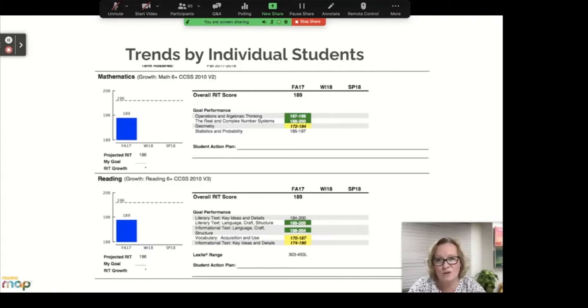Every single student will have an area of strength, and every single student will have an area of growth. It's not a weakness, it's an area of growth, and every single student will have one. So that's what we're going to be digging into.